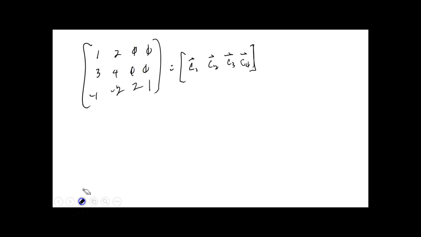Okay. And then we're going to partition this by rows. Okay. And this would yield you row 1, row 2, and row 3.